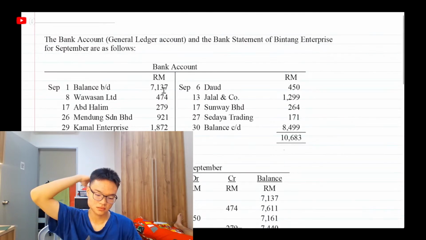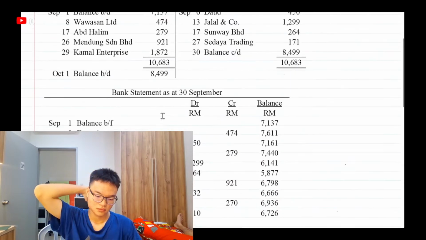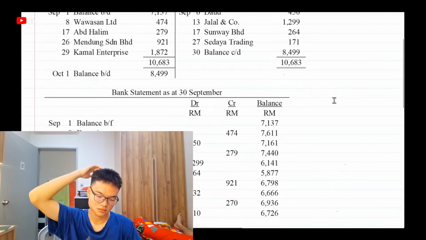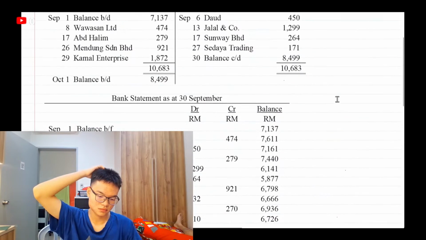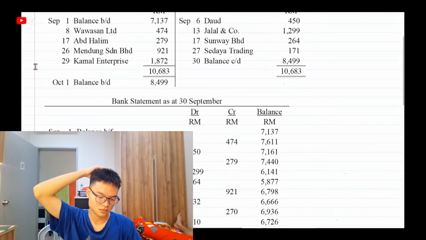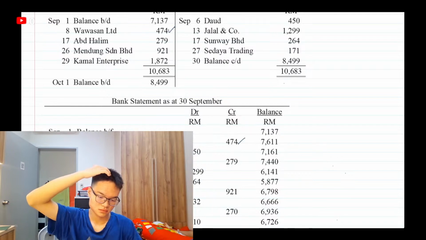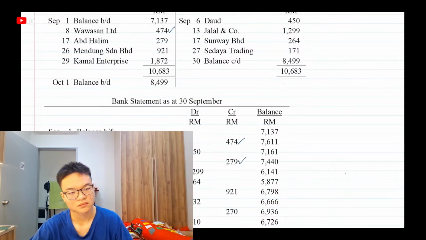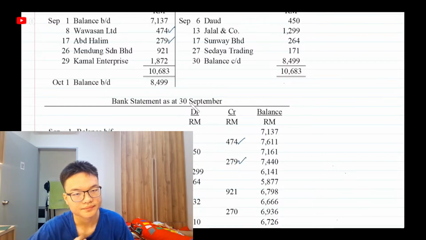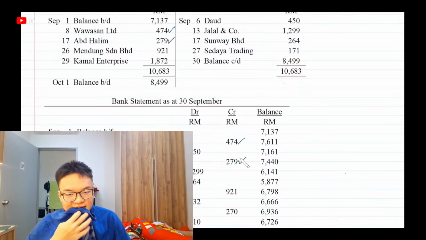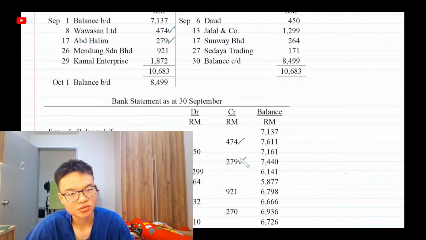Now, the first step is to compare all the debit items in the bank account with the credit items in the bank statement. The first debit item is you receive 474 ringgit from Pawasa Limited on the 8th. Is this deposited in the bank? Yes, here. The second one on the 17th, you receive 279 ringgit from Abdul Khalid, deposited or not? Yes, here. So you tick it off. These two items do not cause a difference between your bank statement balance and your cash book balance.